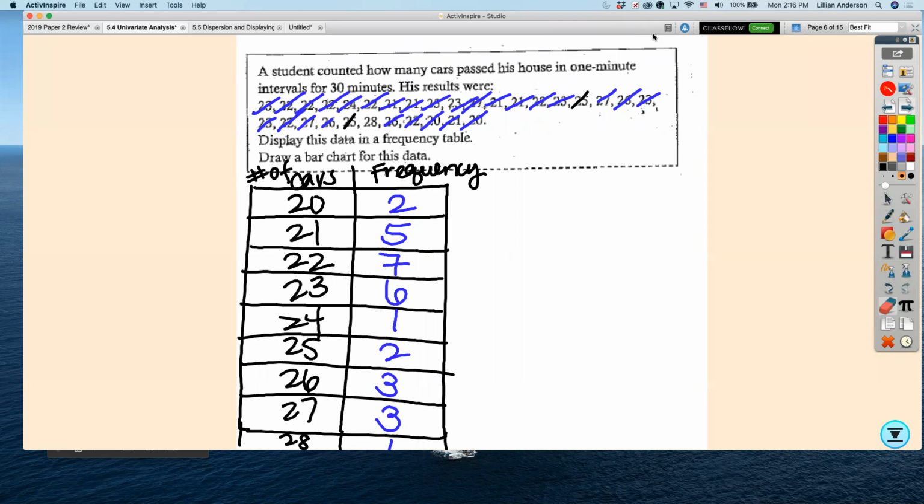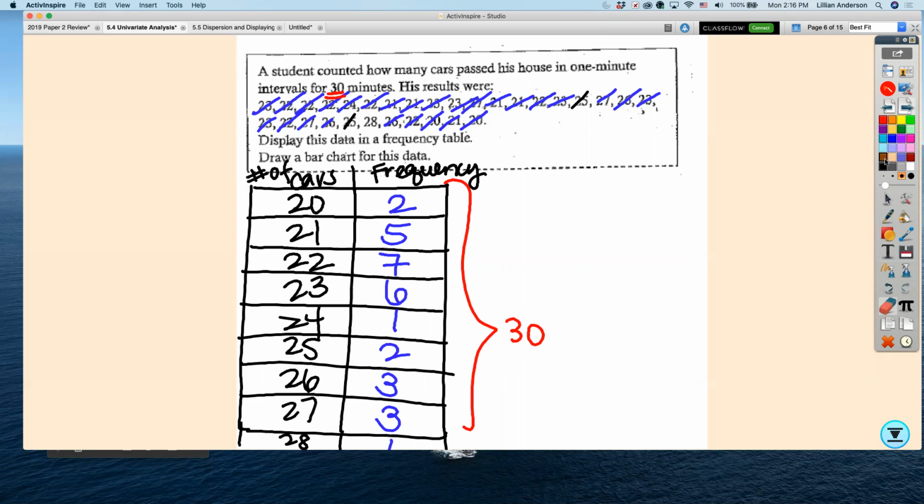Now, if you ever had to create a frequency table yourself, you know that you're correct if your total frequency is exactly the total number, in this case, the total number of minutes that you collected data for. So 2 plus 5 is 7, 7 plus 7 is 14, 14 plus 6 is 20, 20 plus 1 is 21. Add 2, you get 23, 26, 29, 30. So those two numbers should match. The total number of frequencies should match however many data pieces you have. And again, that's a cleaner way of representing all that data.